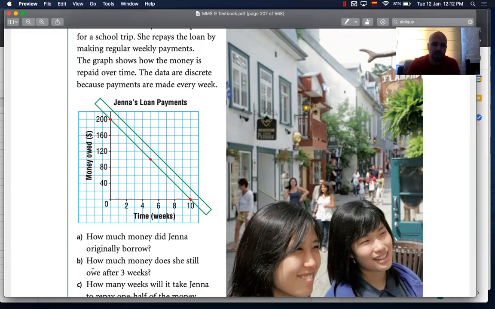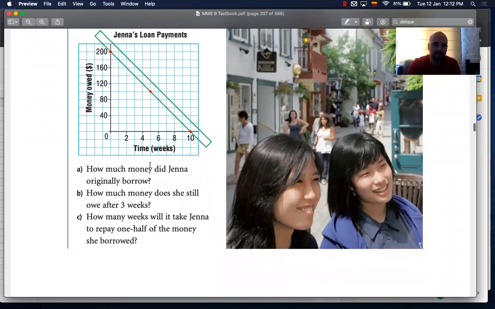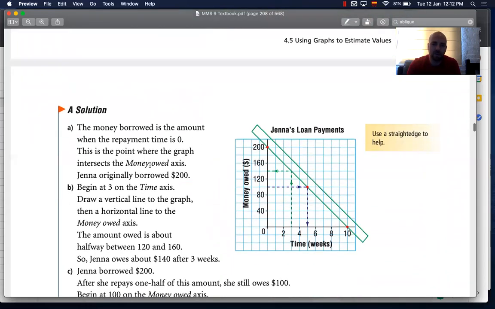How much money does she still owe after 3 weeks? So we'll look at 3 weeks and then we can kind of come up to here. And I'm guessing probably the same as you, $200 or $140. Okay. How many weeks will it take Jenna to repay 1/2 of the money? So if she had 200, we're looking for 100. So it might take her 5 weeks.